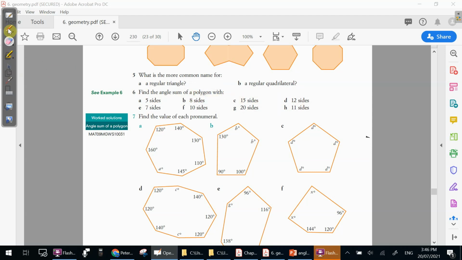Question 7, we've got firstly to count the number of sides. 1, 2, 3, 4, 5, 6, 7. 7-sided figure. That should have an angle sum of, let's see if I can find it. PowerPoint. No, I can't get it. You'll have to look back on what you've written down to find out what the angle sum should be for a 7-sided figure, and then find out what the total is, and what's left to get to the answer there is the value of each pronumeral.